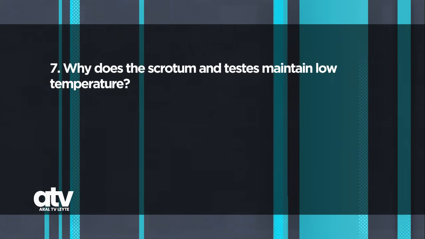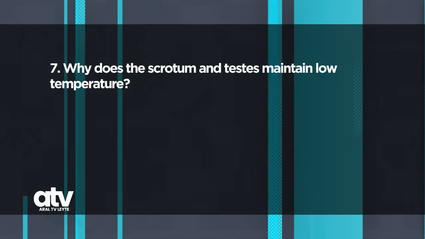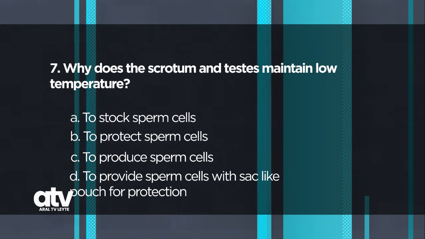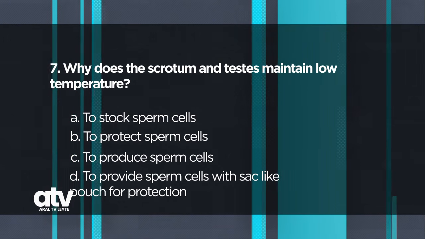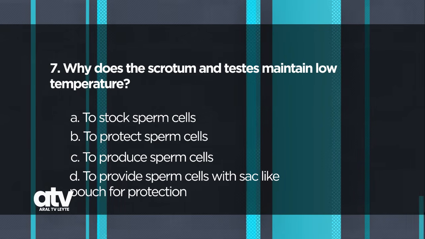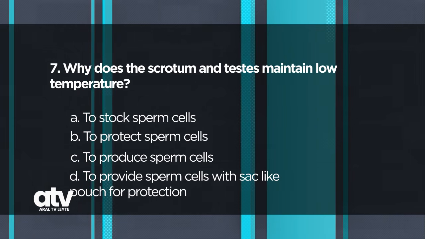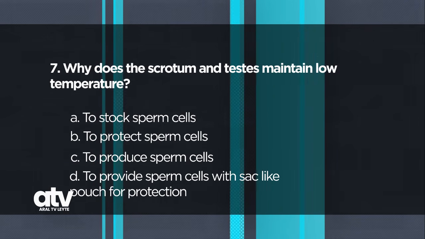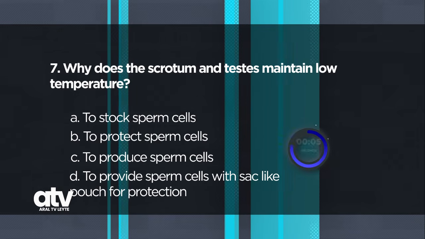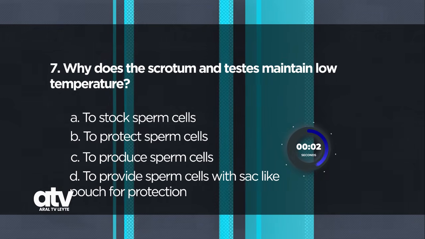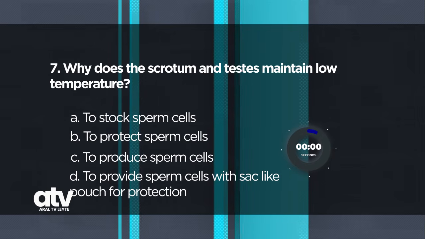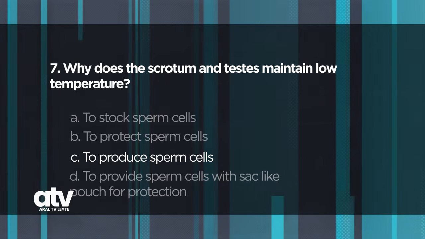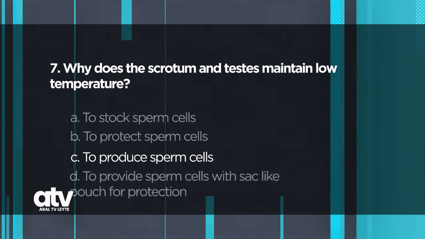Number 7. Why do the scrotum and testis maintain low temperature? A. To stock sperm cells. B. To protect sperm cells. C. To produce sperm cells. D. To provide sperm cells with sac-like pouch for protection. The correct answer is letter C, to produce sperm cells.